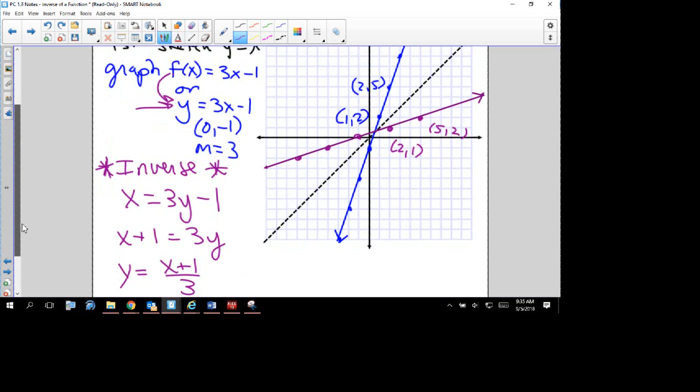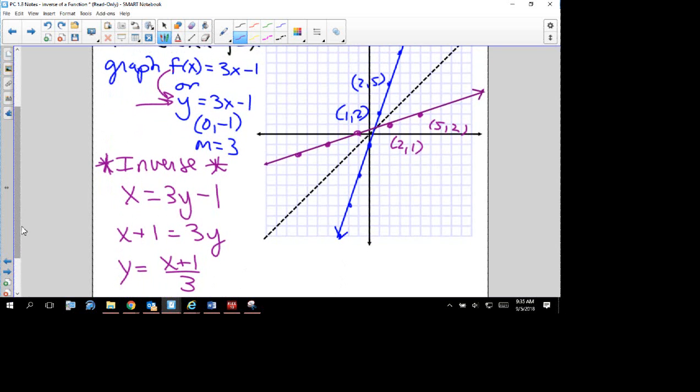One more thing. We have to check to see if the inverse is a function. And remember, to tell if it's a function, it has to pass the vertical line test. So is my inverse, so it's a terrible vertical line. Try that again. Better. Is my inverse, the purple line, a function? Does it pass that vertical line test?